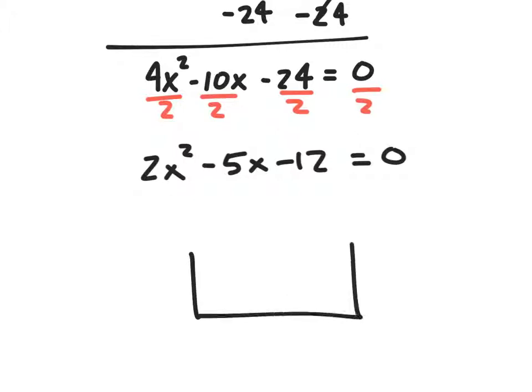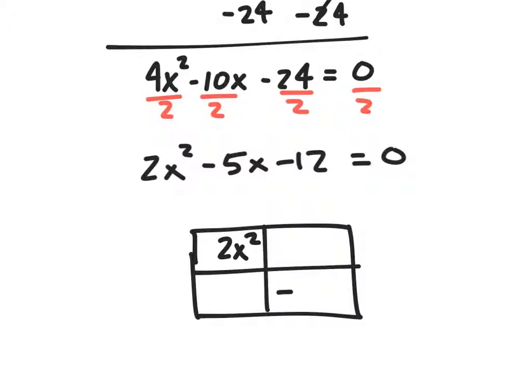So let's do the box method. I'm going to put a 2x squared here. I'm going to put a negative 12 here. So I'm going to put 2x here and an x. Those are the two numbers that are going to multiply to 2x squared. And then two numbers that are going to multiply to negative 12. And so let's try some numbers out. Let's try negative 4 here, and then let's try positive 3 here. Those two numbers are going to multiply to negative 12. We want these two boxes to add up to negative 5x.